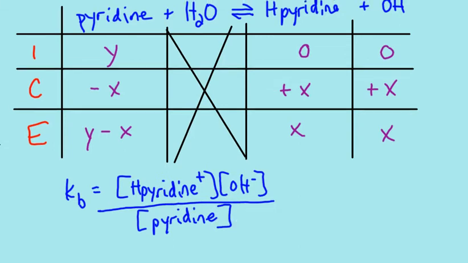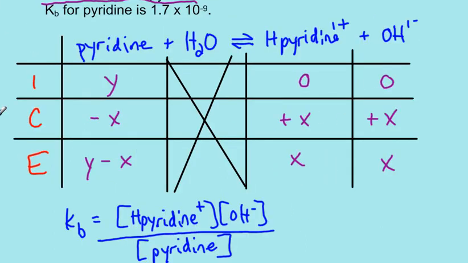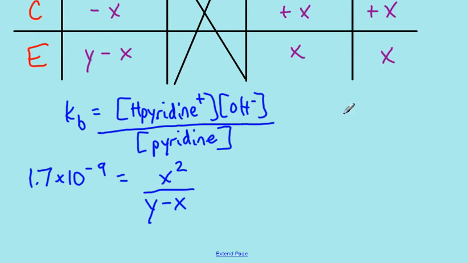And we do know what Kb is, 1.7 times 10 to the minus 9. And we've got in the numerator x times x, which is x squared, and then in the denominator y minus x. As I said, we know what x is in this question because we know the concentration of hydroxide once we have the pH. The pH is 8.5. That's given in the question.